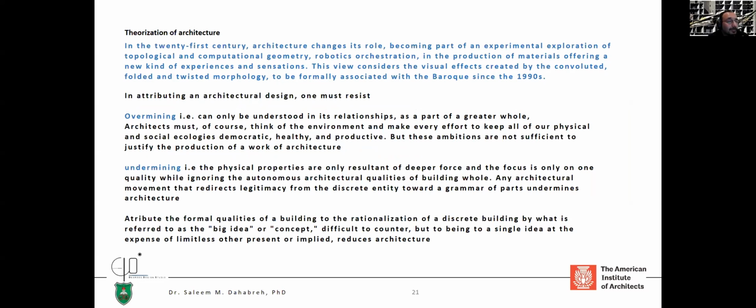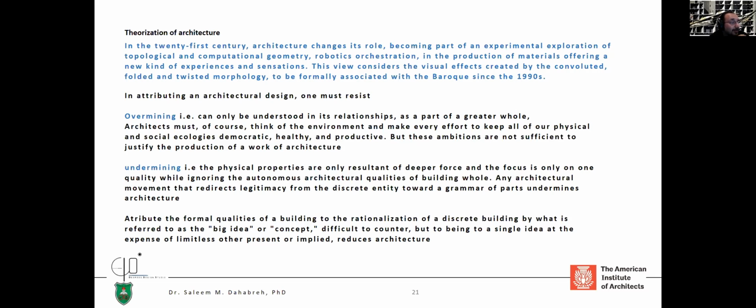Architecture became that. By the end of the 80s, and probably from the 90s up until now, with the introduction of the computational and parametric, architecture became part of an experimentation, exploration of topological and computational geometry, robotic orchestration, production of materials, offering a new kind of experience and sensation, the effect of the visual effect, what they call the new baroque. And baroque, as an architectural trend, has a strange meaning. Besides the deformed pearl, it means unnecessary complexity, absurd complexity.